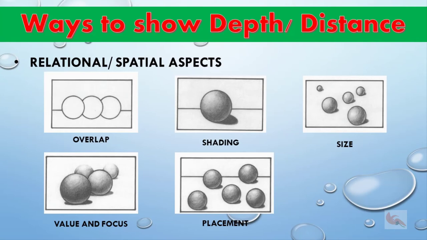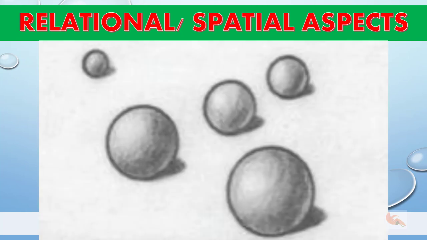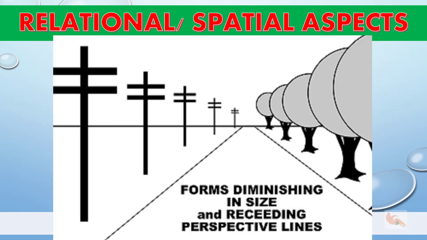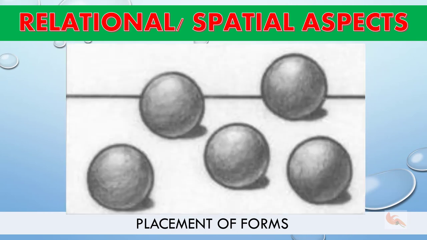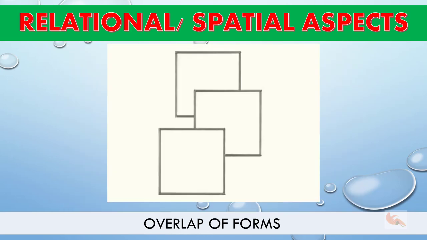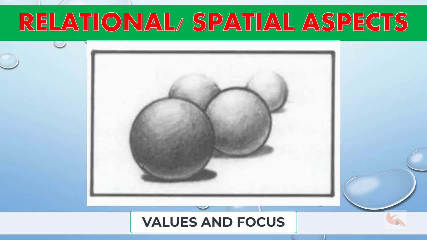Now we'll come to the relational or spatial aspects of the linear perspective. Size of forms. A form relatively smaller in size than another similar form appears to recede. Placement of forms. Forms placed farthest from the horizon appear closest to the viewer. Overlap of forms. A form overlapped by another recedes. Values and focus. Lighter values and less detail suggest distance.